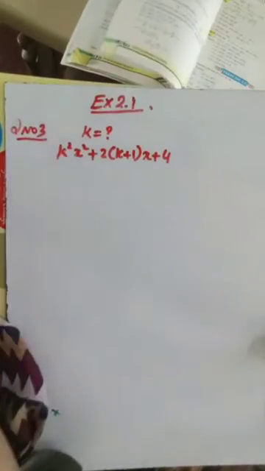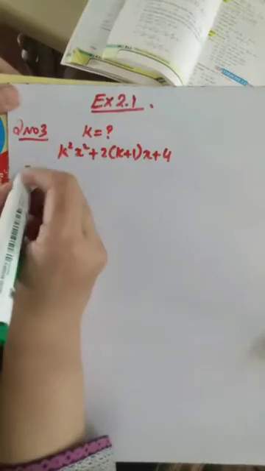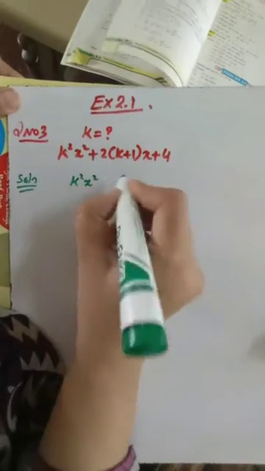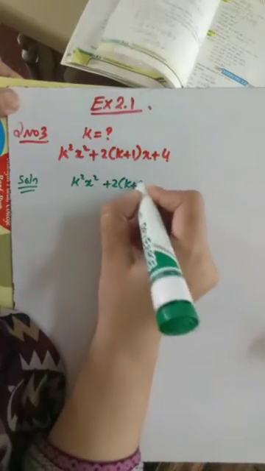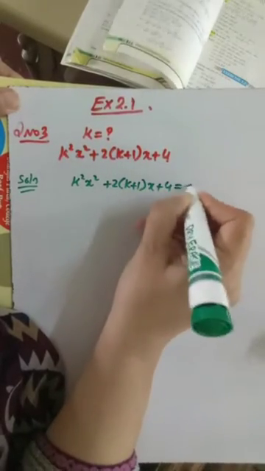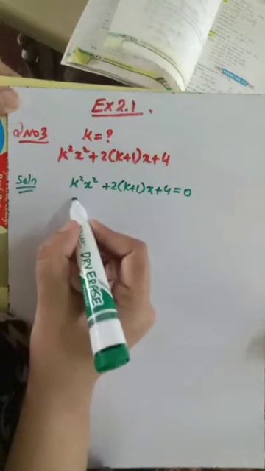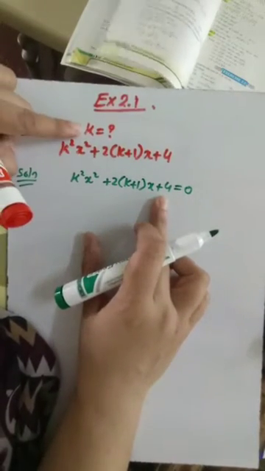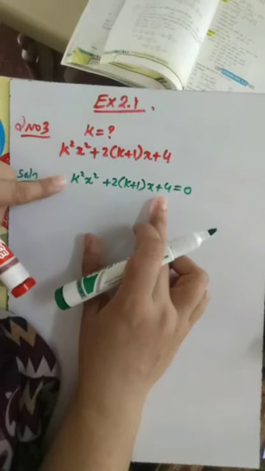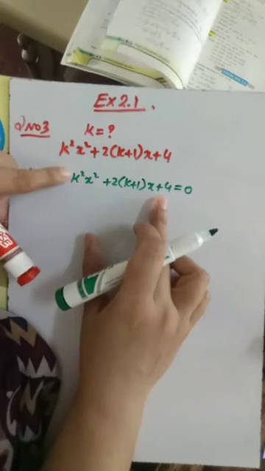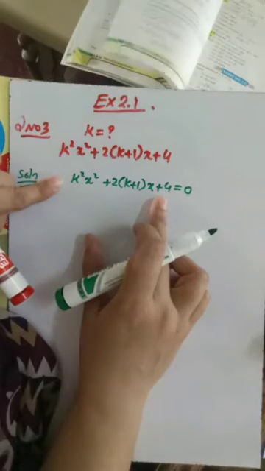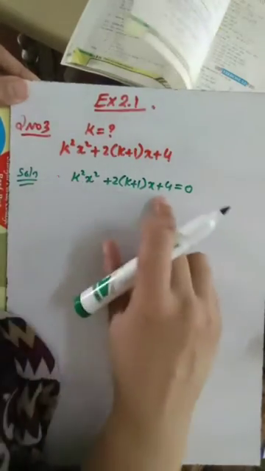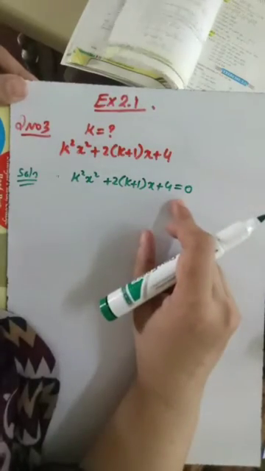So suppose that this expression is a perfect square, and let me write it in the form of an equation. Assume that it is a perfect square, and we have to find the value of k. I am going to apply the condition of a perfect square on this equation, which will give us k.